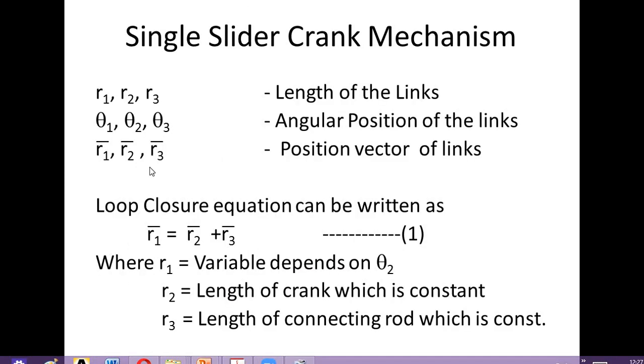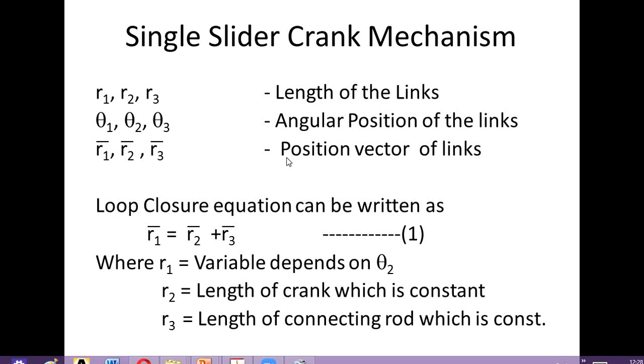In this slider crank mechanism, let r1, r2 and r3 represent the lengths of the links: the fixed link, crank and connecting rod. Theta 1, theta 2 and theta 3 are the angles made by these links, which give the angular position of the links. R1 vector, R2 vector, R3 vector are the position vectors of the links.